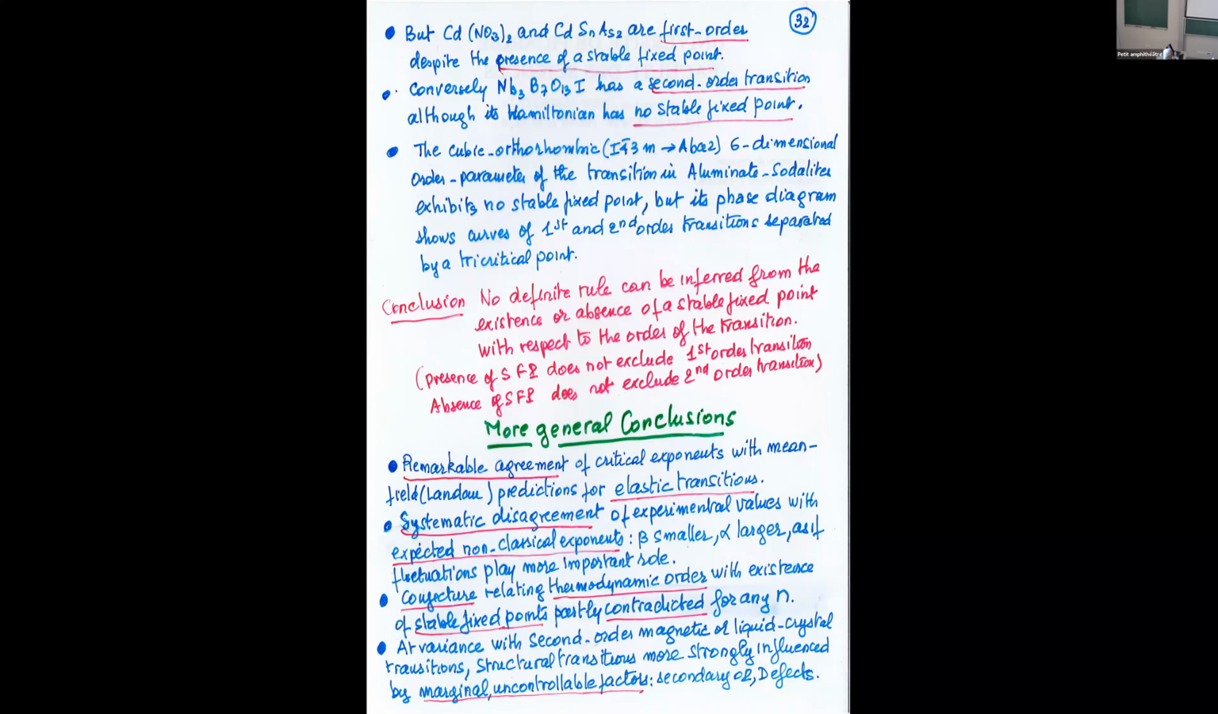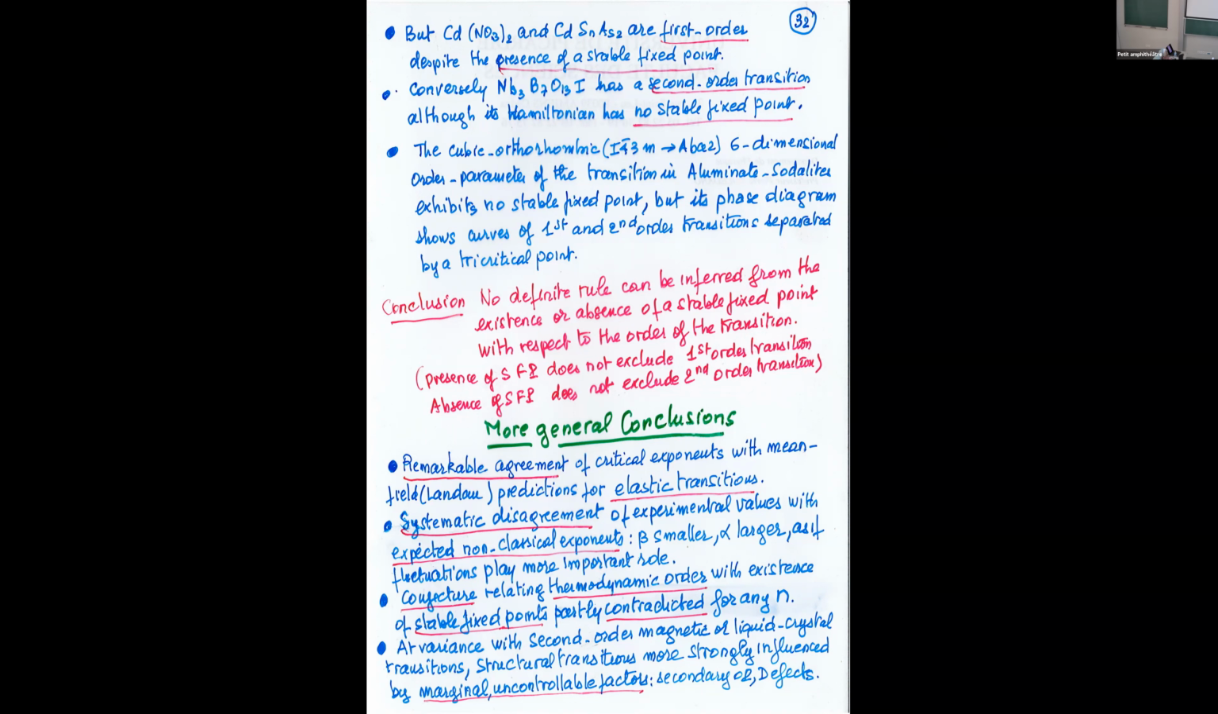Now, a more general conclusion to conclude my talk. There is, I remind you, a remarkable agreement for the critical exponent for elastic, proper ferroelastic transition, but a systematic disagreement of the experimental value with the expected non-classical exponent, beta smaller, alpha larger, as if replication played a more important role.